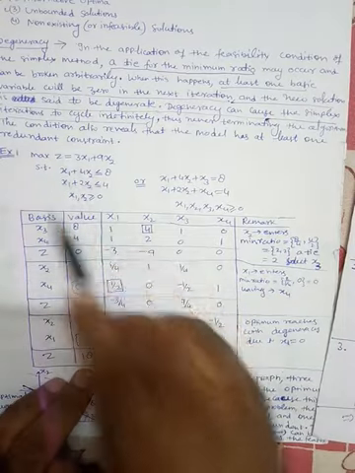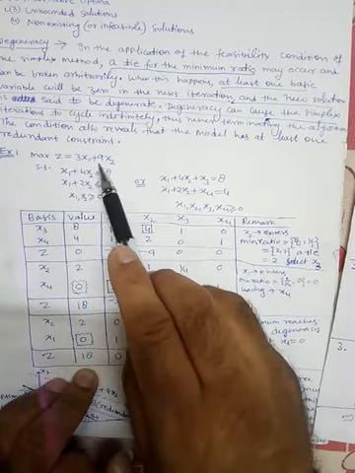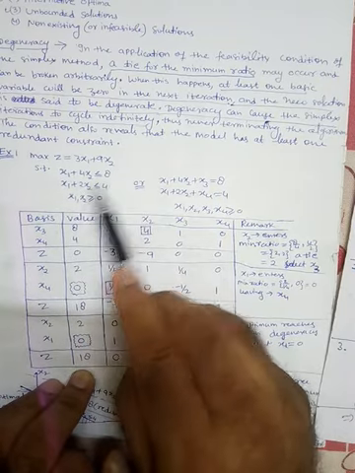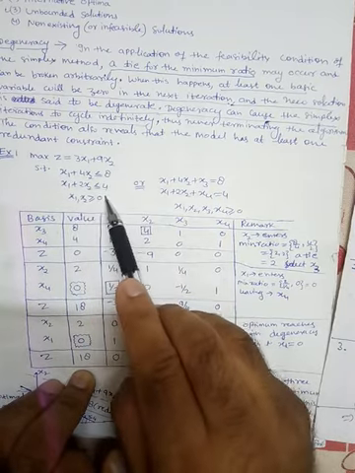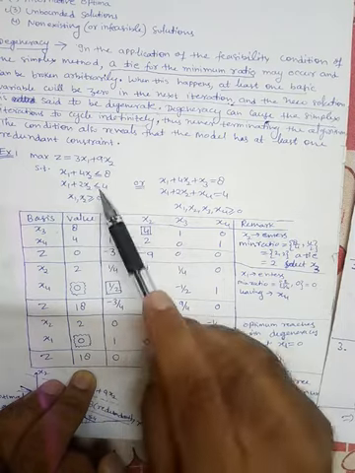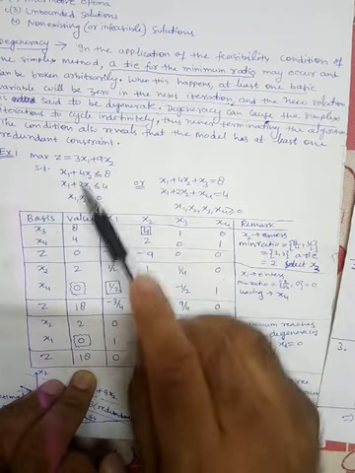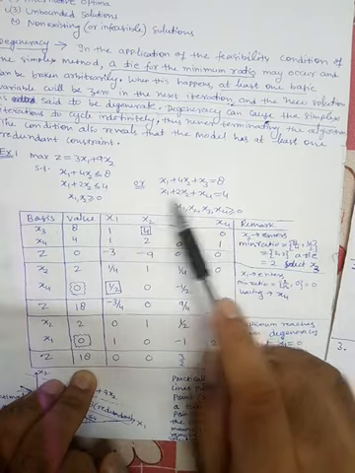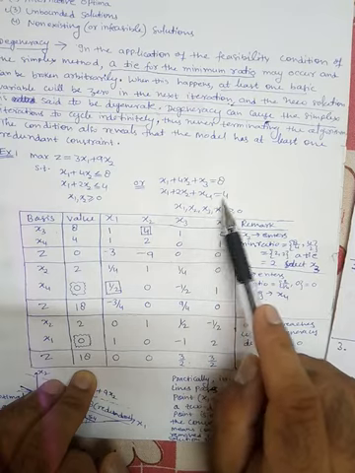So suppose we have this problem: maximize z equals 3x1 plus 9x2, subject to x1 plus 4x2 is less than or equal to 8, x1 plus 2x2 is less than or equal to 4, and x1, x2 is greater than or equal to 0. Now add a slack variable here and here, so we get x1 plus 4x2 plus x3 is equal to 8, x1 plus 2x2 plus x4 is equal to 4.